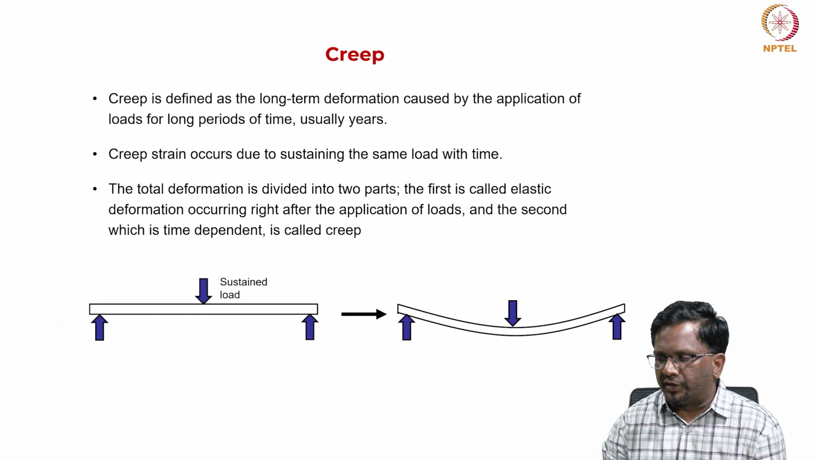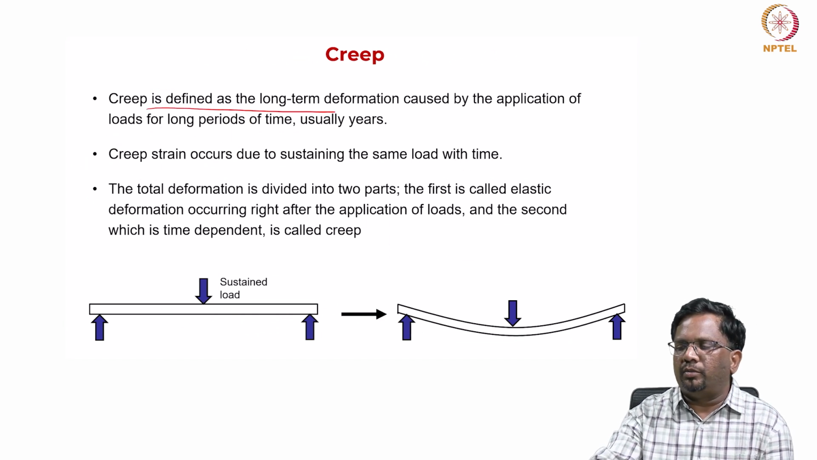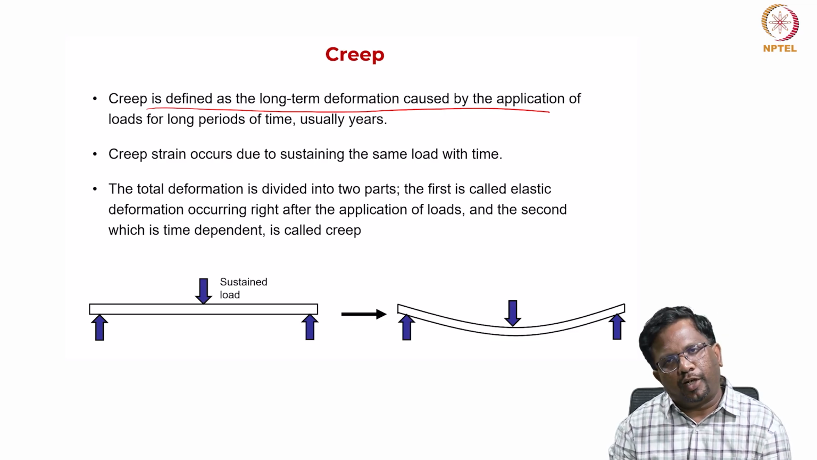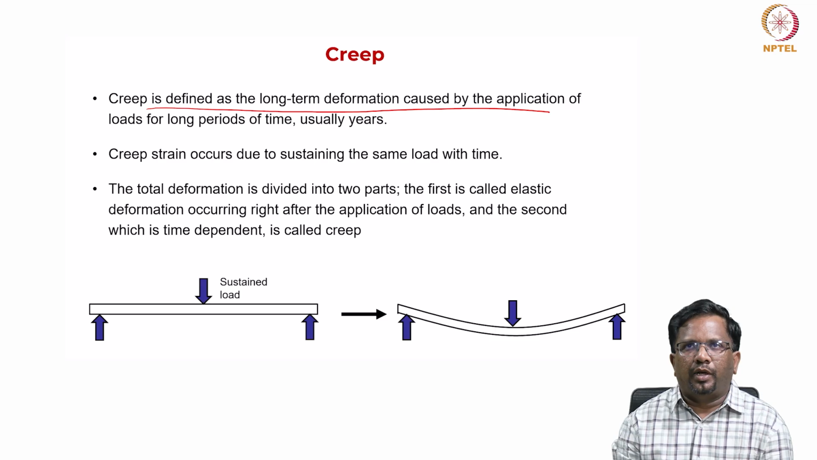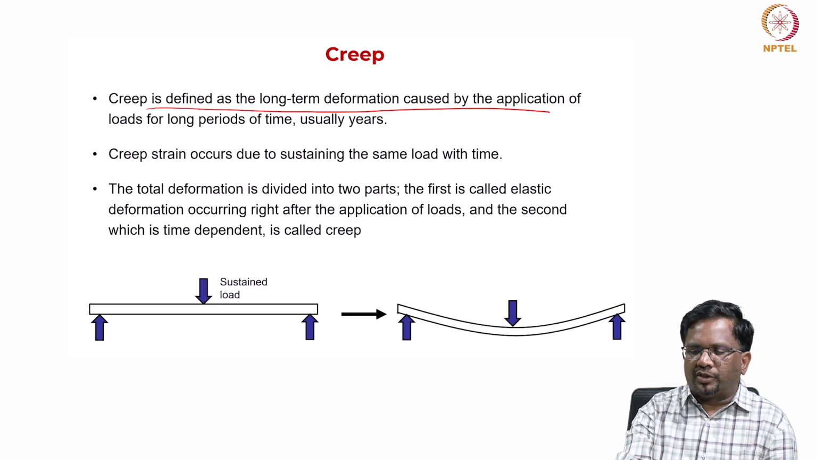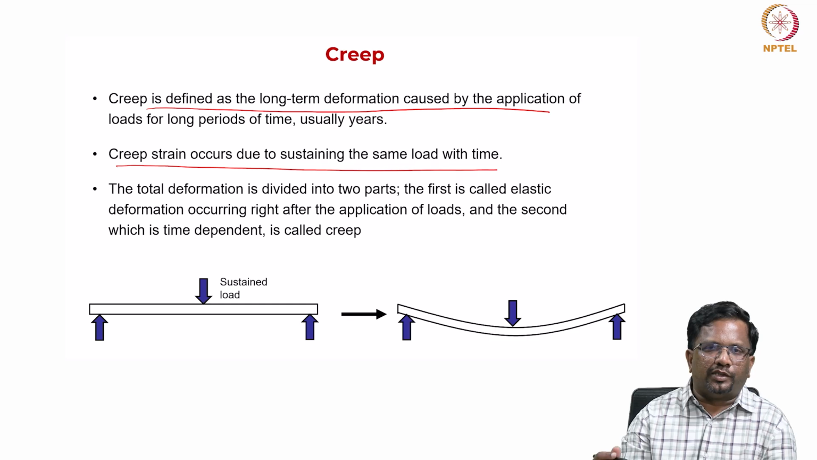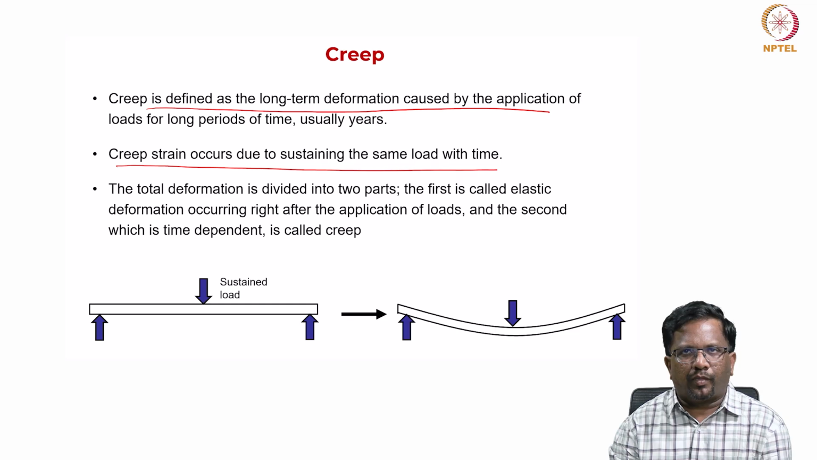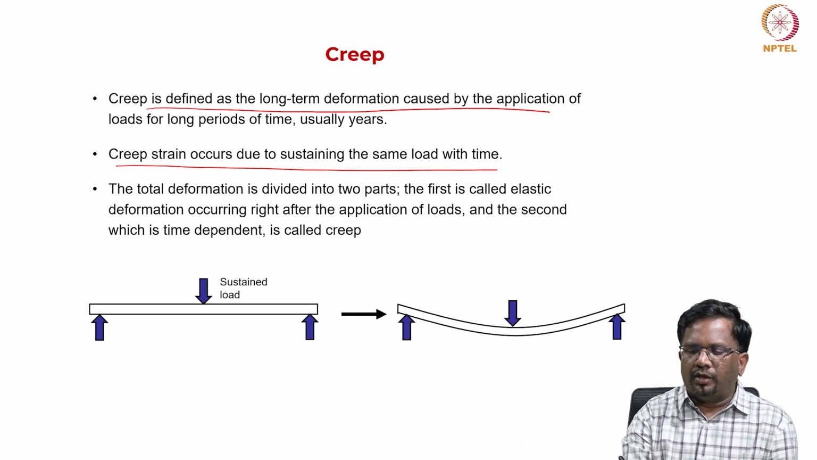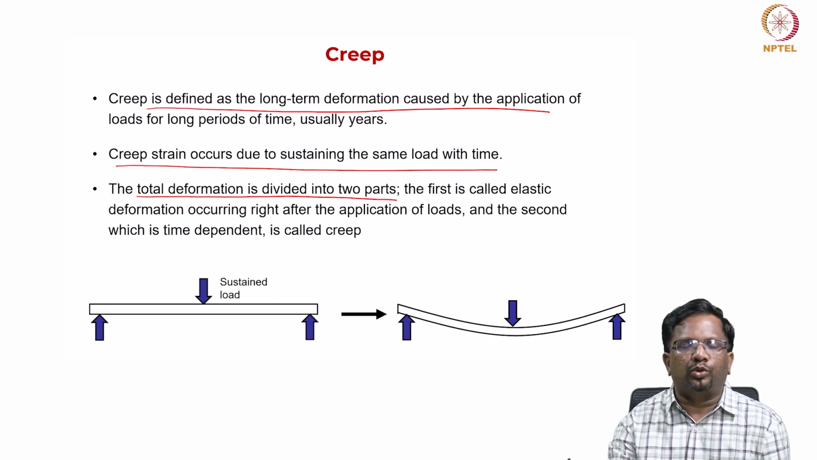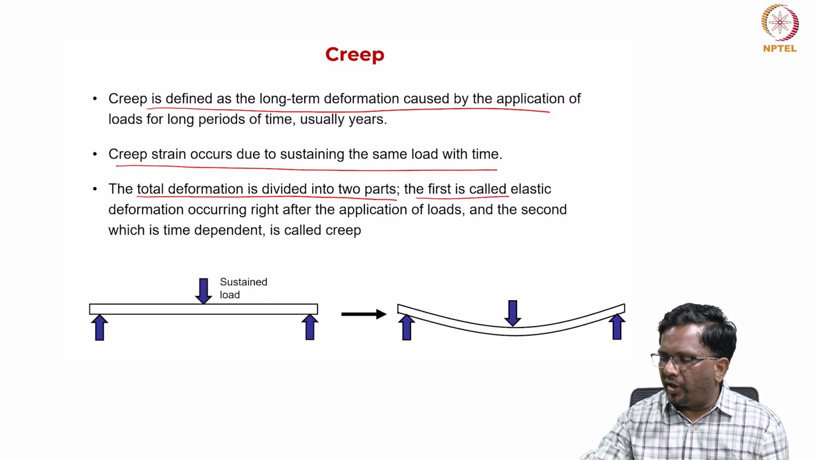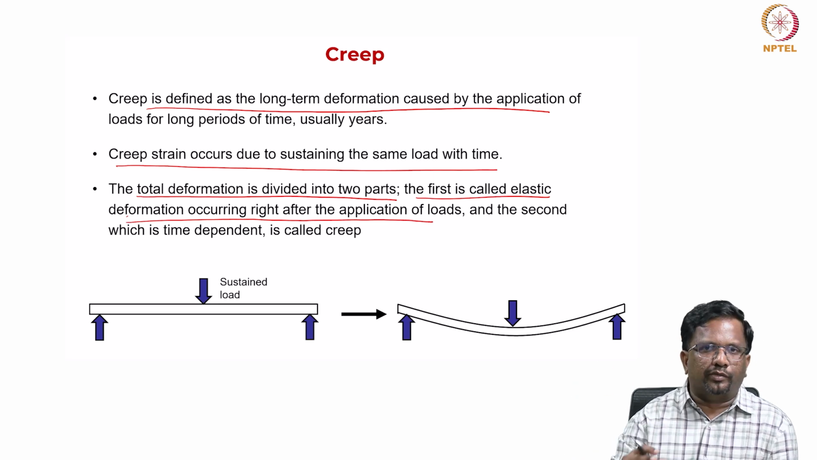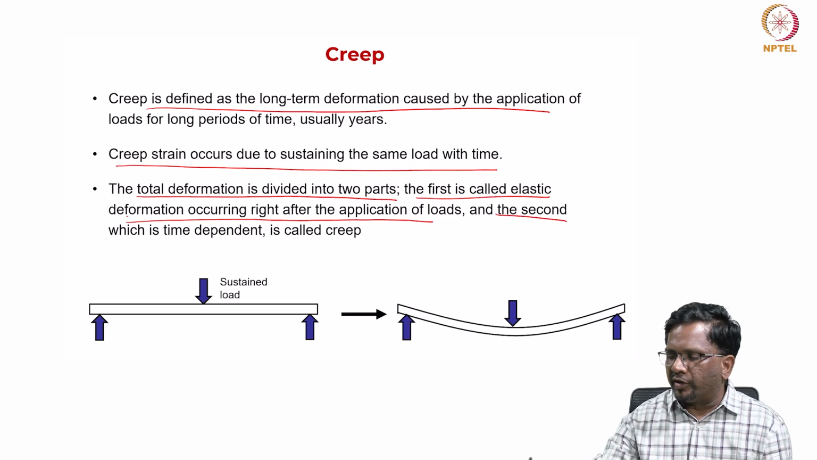Okay, now this is what we have said. Creep is defined as the long-term deformation caused by application of loads for long periods of time. Usually it happens for years, right? And creep strain occurs due to sustaining the same load with time. So, the definition is under constant load, constant stress, the strain keeps on increasing. That is the reason we say the deformation is typically divided into two parts. The first one is called elastic deformation, occurring right after the application of the loads because of the load induced effect. The second one is because of the creep, right.